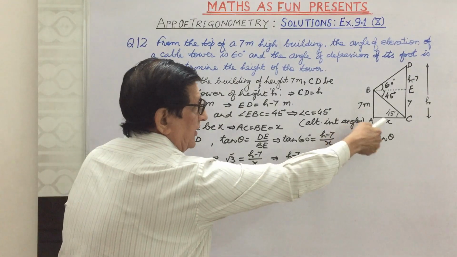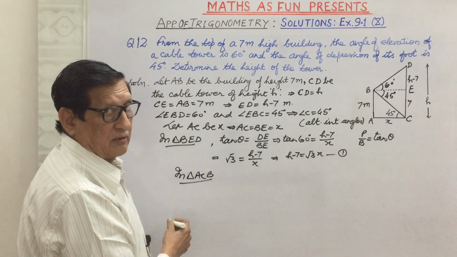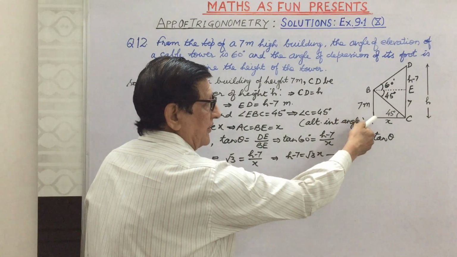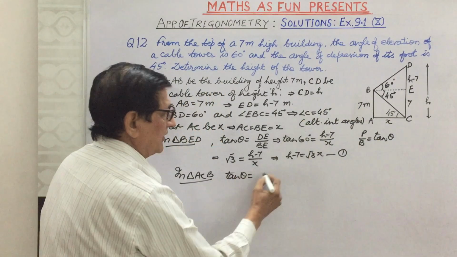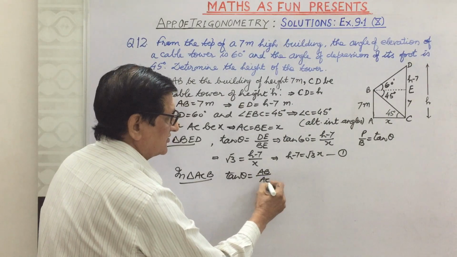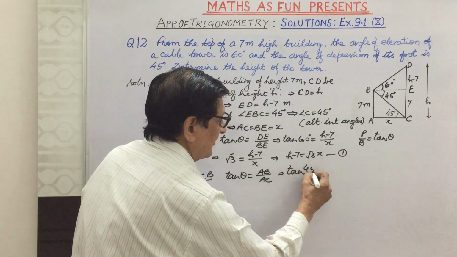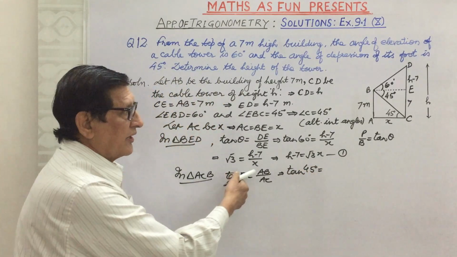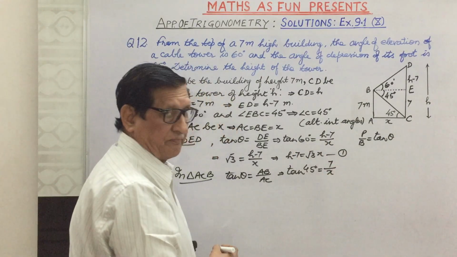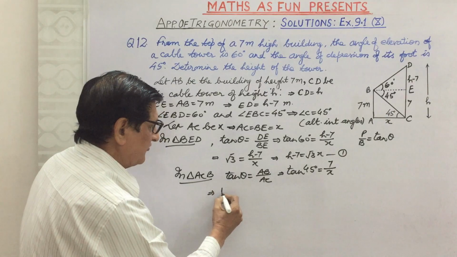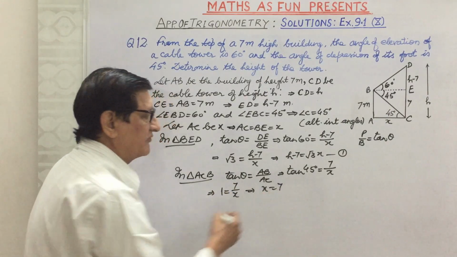Now we use triangle ACB. In triangle ACB, here again we have this as perpendicular, this as base. So we will be applying tan theta, and tan theta is AB upon AC. Theta here is 45 degree. So tan 45 degree is equal to AB, means 7, upon AC, means X. And we know the value of tan 45 is 1, so 1 is equal to 7 upon X. It means X is equal to 7.